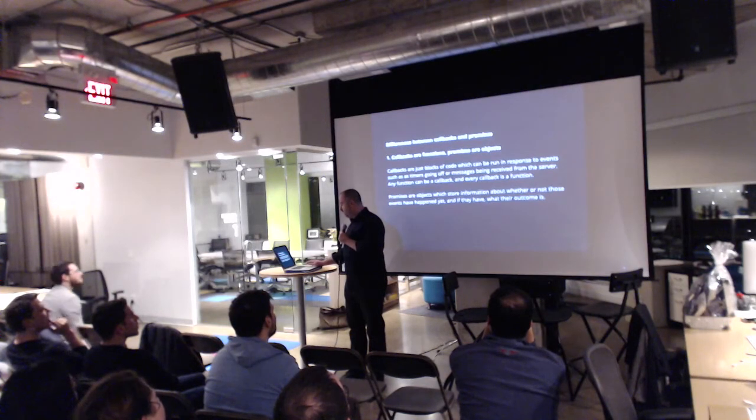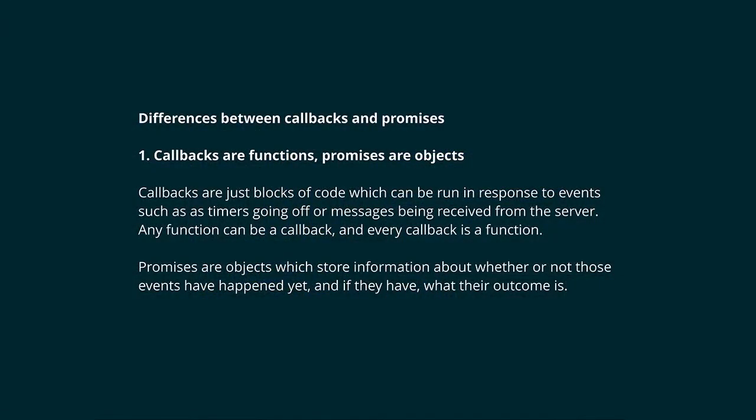Now I'm going to go back to here. So what are the major differences between callbacks and promises? Callbacks are functions, promises are objects. Callbacks are just a block of code which can run in response to events. Promises are objects which can store information, whether or not those events have happened yet. So that's a very powerful thing.